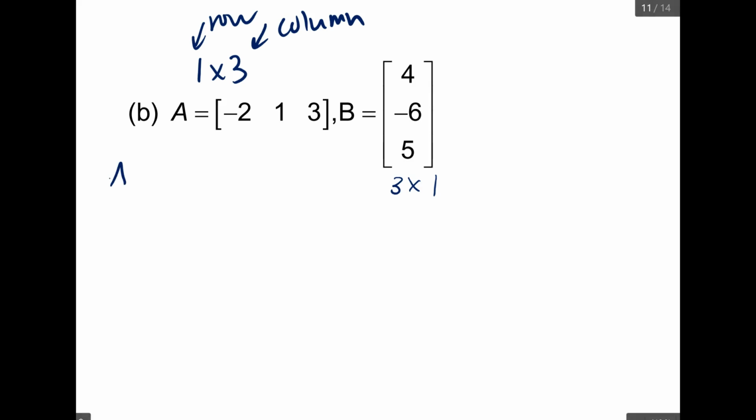Okay, so if I do A times B, guess what? These middle two match. If you do A times B, you literally list the dimensions. What will my resulting matrix be?